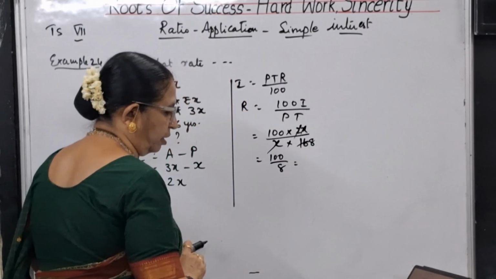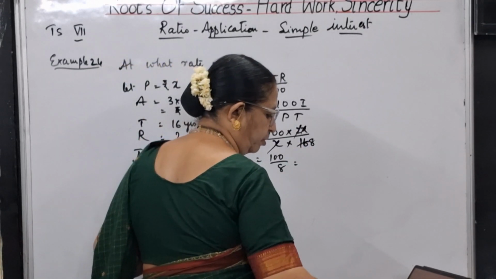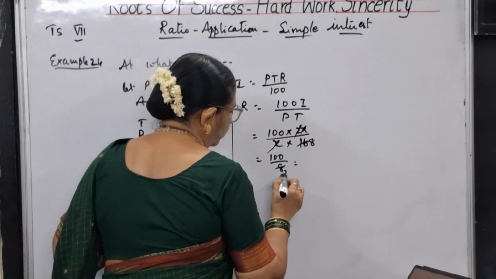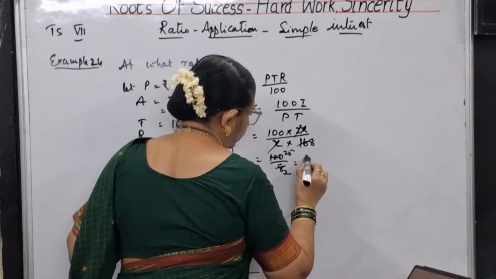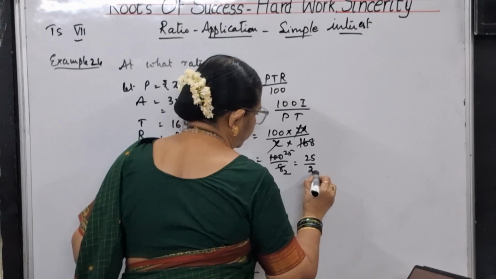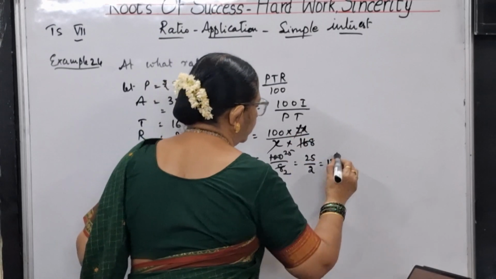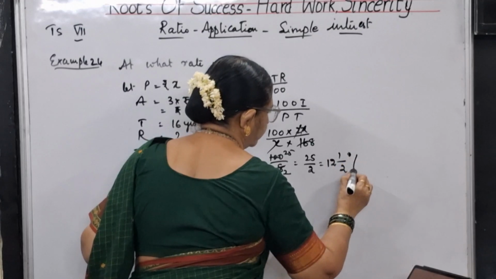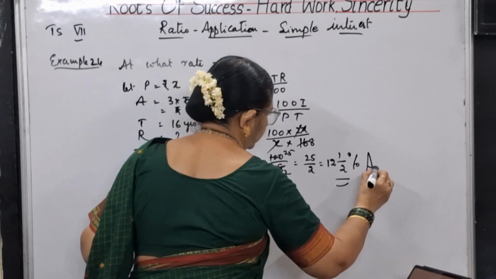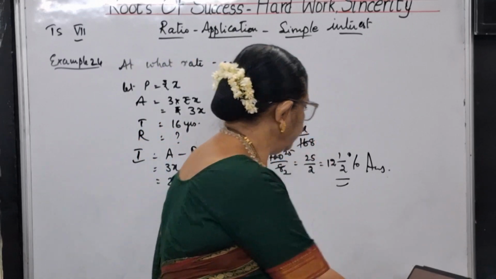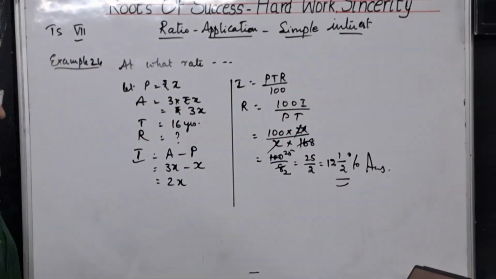100 by 8. How much will you be getting? 100 by 8 means 4 2s are 8, 4 25s are 100. So 25 by 2, that is 2 12s are 24, 1 by 2. 12 1 by 2% is the rate. This is the answer for this problem, children. Please copy it.